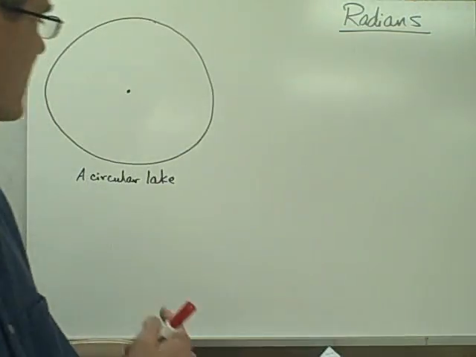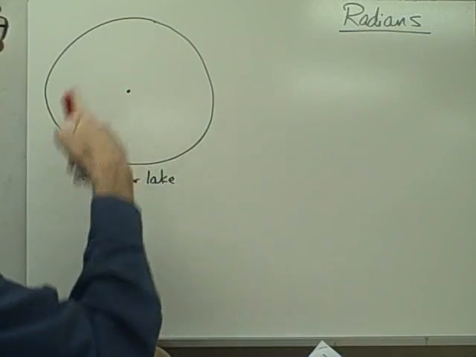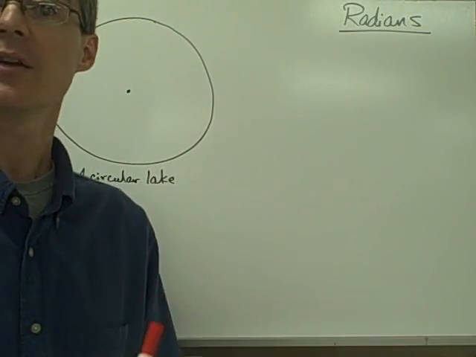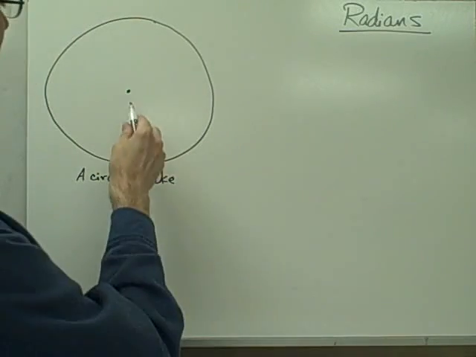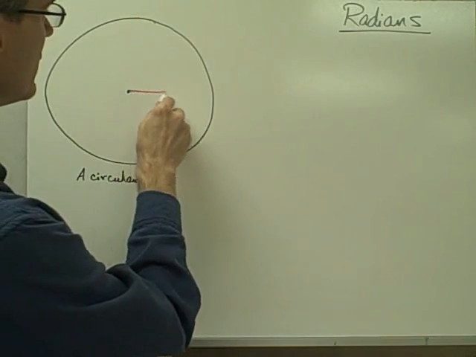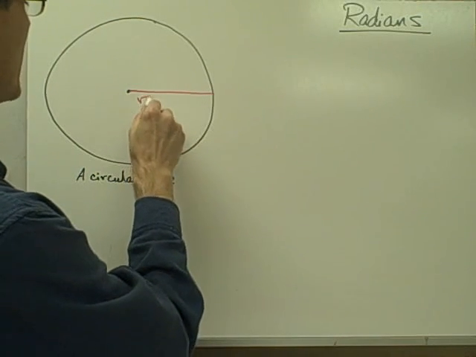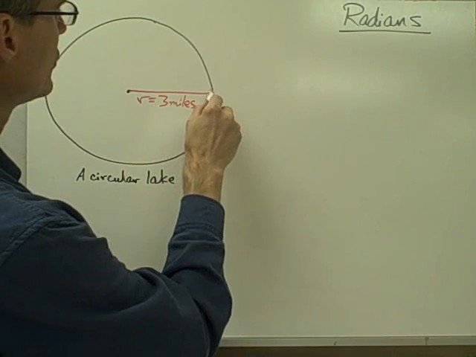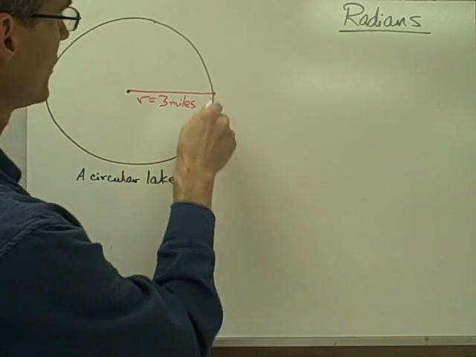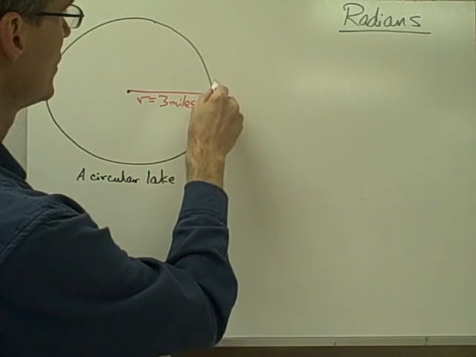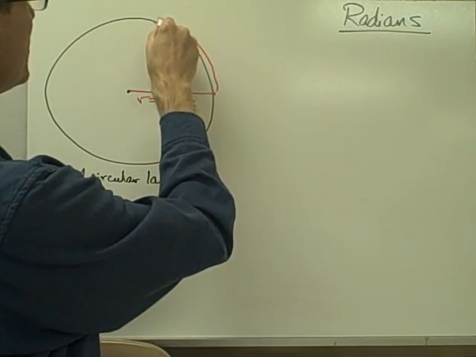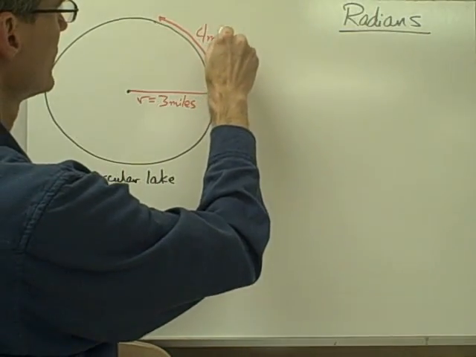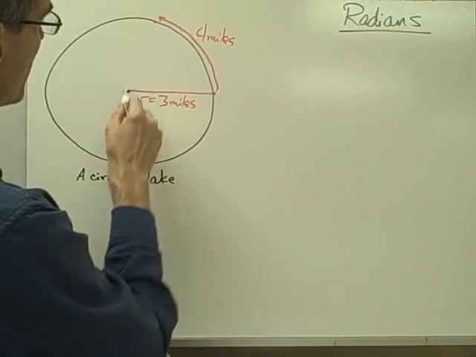So, to start thinking about radians, I want you to imagine a circular lake, and imagine that you're going to take a walk around this circular lake. All right, now, let's say that this lake has a radius of 3 miles. And you're going to start right here on the shore of the lake, and you're going to start walking around the lake, and let's say you walk about 4 miles around the lake, which takes you to about this point right here.